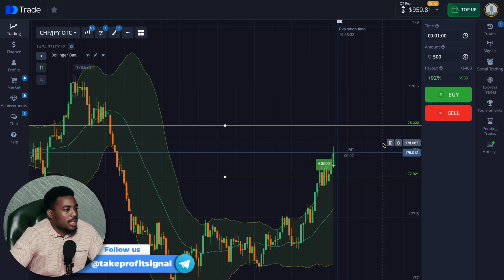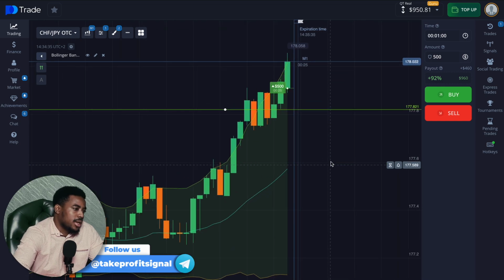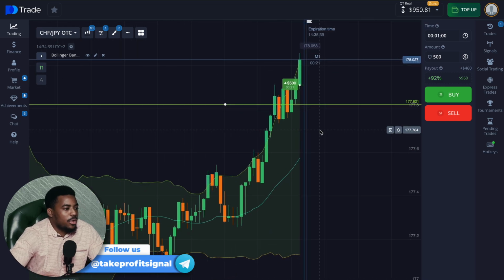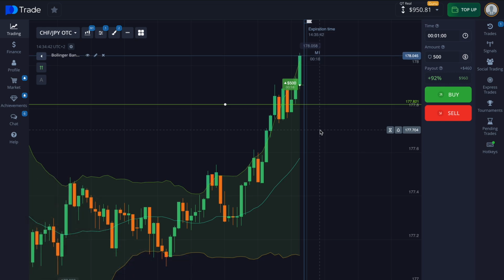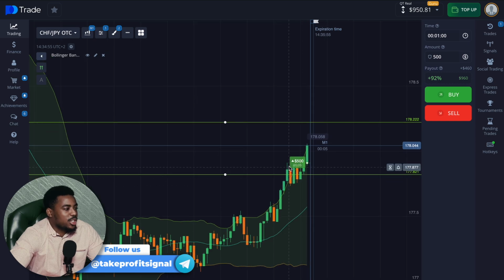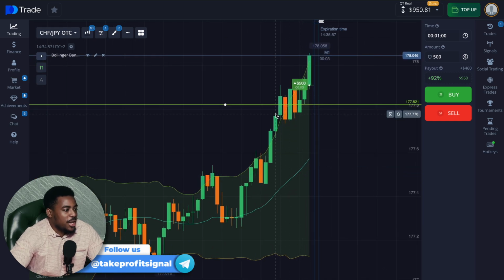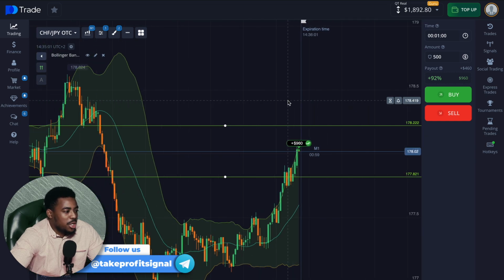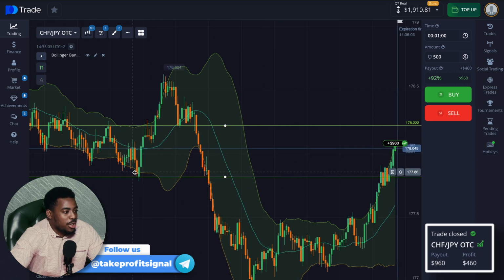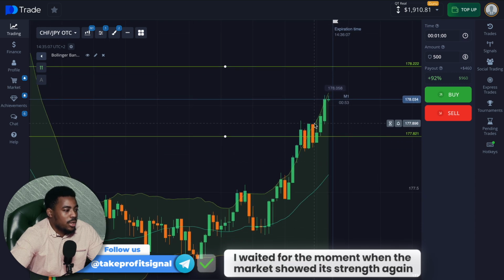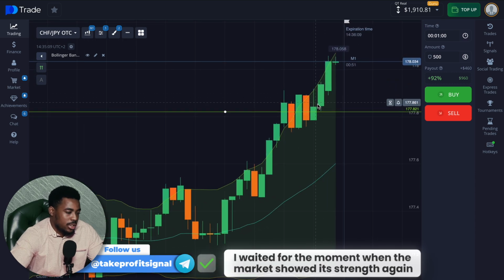Well, since all factors have been observed, I clearly open after this confident growing candle and wait for the closing of the deal. You see, I did not enter the market when we had such turmoil, when there was uncertainty in the market, and the chart could turn around from here because there is a level here and we could roll back deeply. I waited for the moment when the market showed its strength again.